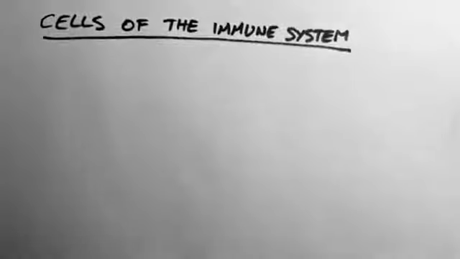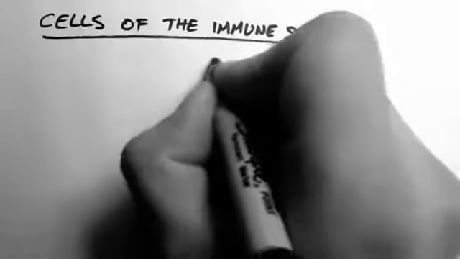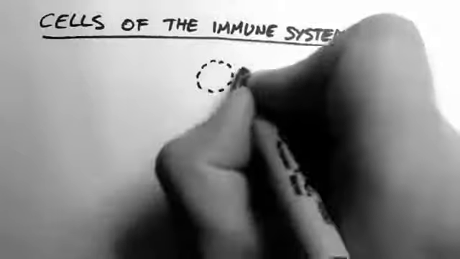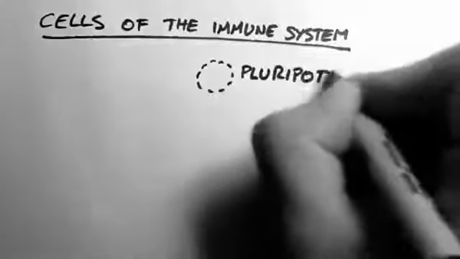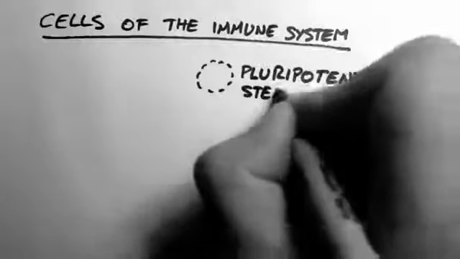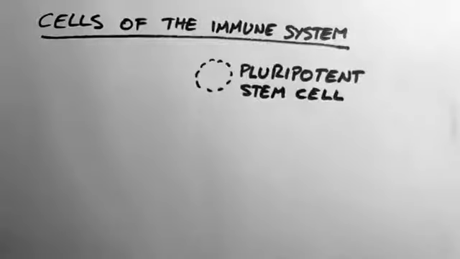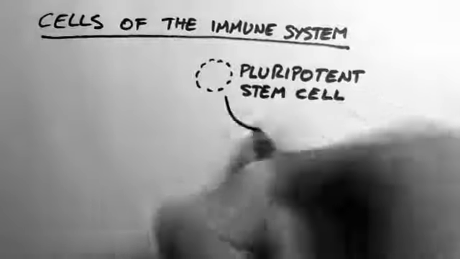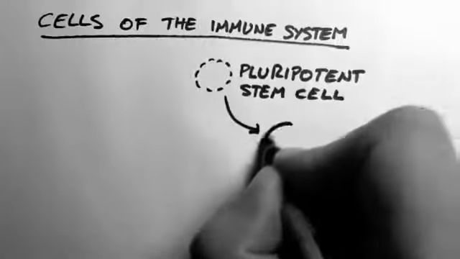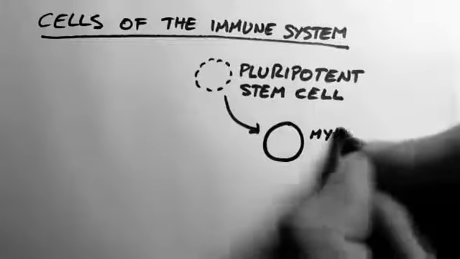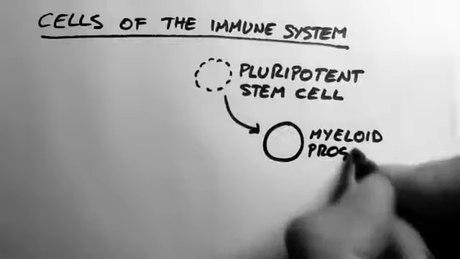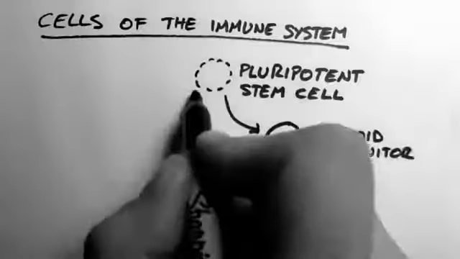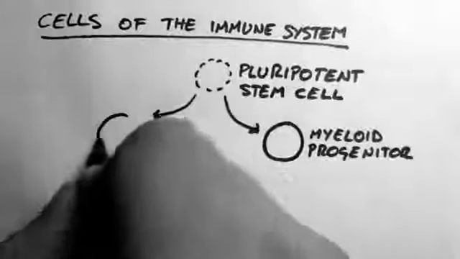In this video, I'm going to talk about the cells of the immune system. This video is really going to be about the development of these cells. Now, they all start with a pluripotent stem cell. And then this pluripotent stem cell can become other types of cells. It could become a myeloid progenitor cell, or a lymphoid progenitor cell.